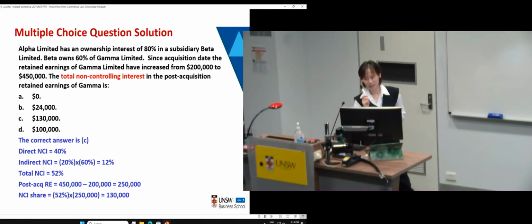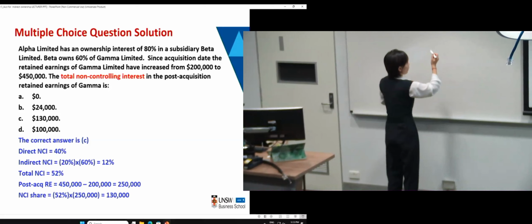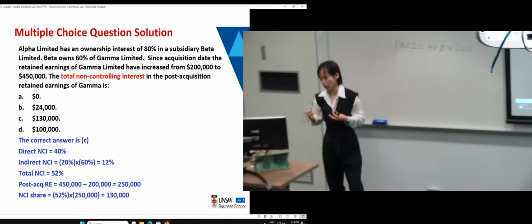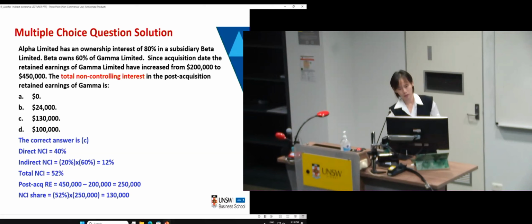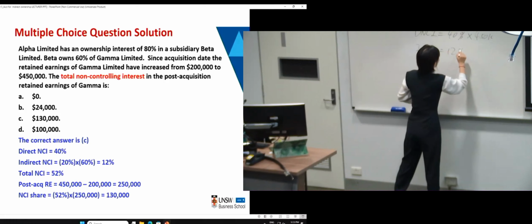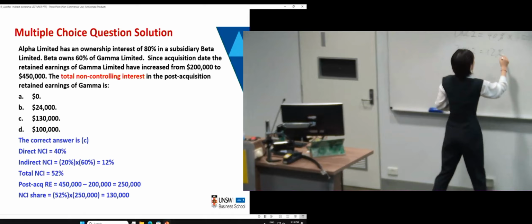DNCI, only DNCI receive a share of all the equity. So you have to do separately. You have to do two different calculations. DNCI share, 40%, right? Multiplied by 450,000. Because this party receive a share of all the equity of the subsidiary, including both pre and post. And these 450,000 include both pre and post, right? All these can be allocated to DNCI. For INCI, is 12%, right? And only receive share of the post-acquisition. So therefore, INCI multiply 450 minus 200.